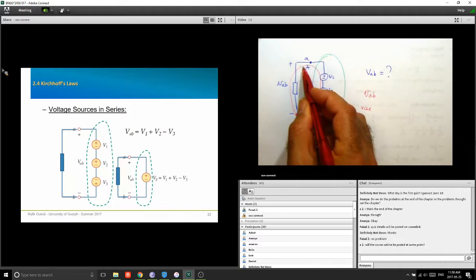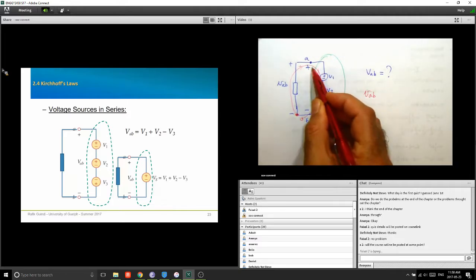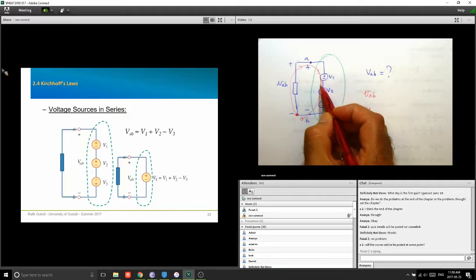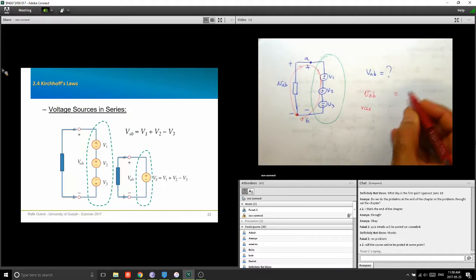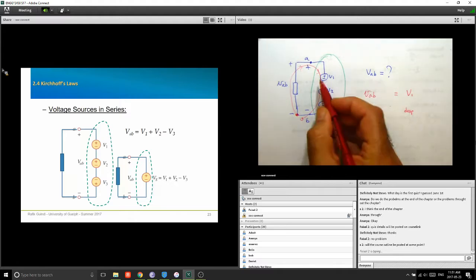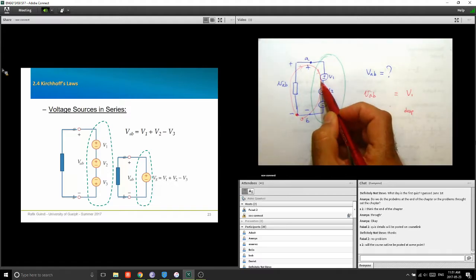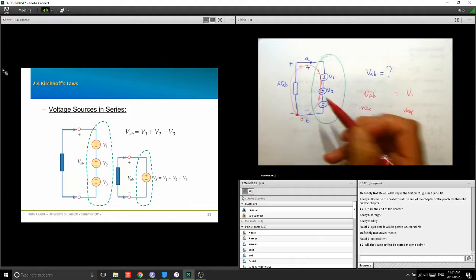Okay, let's go from here to here now. As you're going down here now, until this node, you went from a plus to a minus, so this is a drop of V1. So I'm going to put V1 on this side, that's the side of the drops. What about this one? As I'm going in this direction, I'm going from a plus to a minus, so that's again a drop of V2.